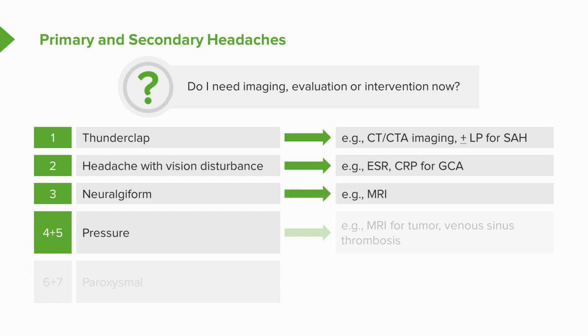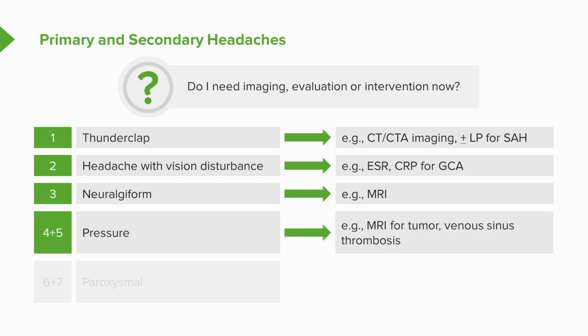For the neuralgiform headaches, we often do an MRI of the brain, sometimes with MR angiography, to look for a blood vessel or an aneurysm that may be pushing on a nerve, pushing on the trigeminal nerve and causing trigeminal neuralgia, or on another nerve, a cranial nerve that's causing a neuralgiform headache.